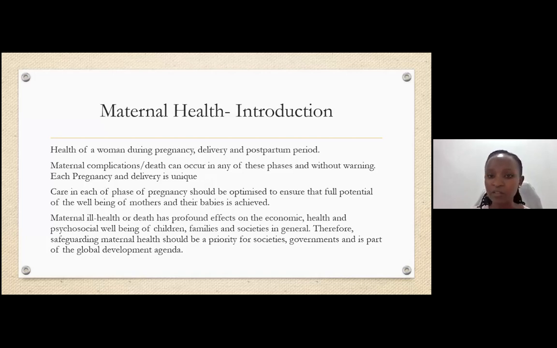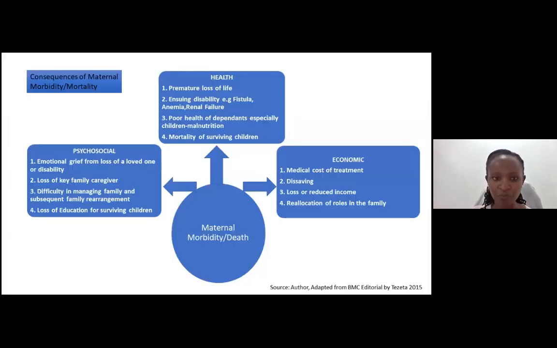So maternal ill health or death has profound effects on the economy, the health, and the social well-being of the children, the families, and societies in general. If we look at the consequences of maternal morbidity and mortality, they are huge and they are fast spreading. If you look at the health consequences, there is premature loss of life. Women in the reproductive age group tend to be young women, so that would be termed as premature loss of life. And the ensuing disability, even if this mother lives but with a complication.